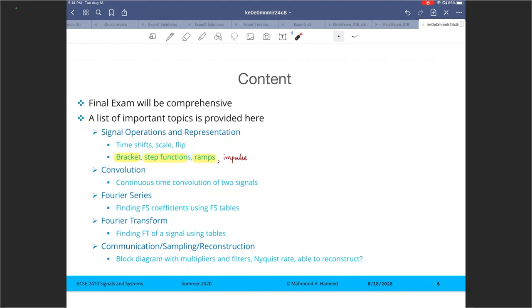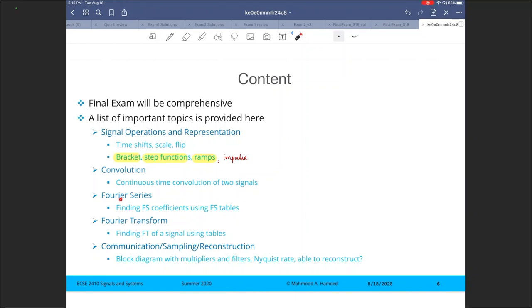Convolution. So being able to perform convolution of two time domain signals is going to appear on the exam. There's no secret in that. Being able to convolve signals, this is for continuous time only, so you should be able to do that.